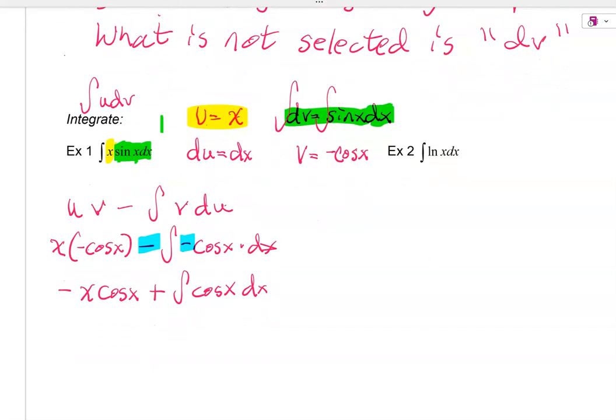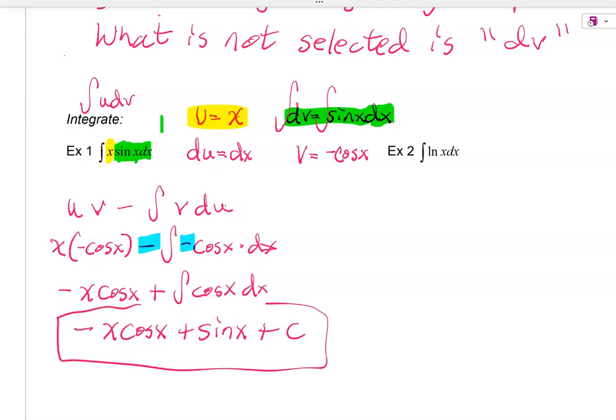That's that v du. I now know the antiderivative of cosine is sine. And don't forget, you're always going to have to write your arbitrary constant, a plus c. And there you have it.